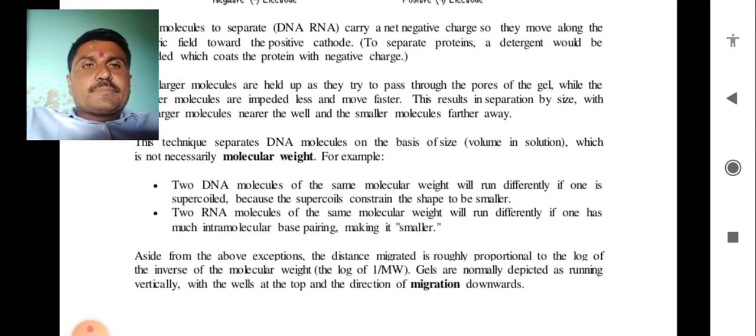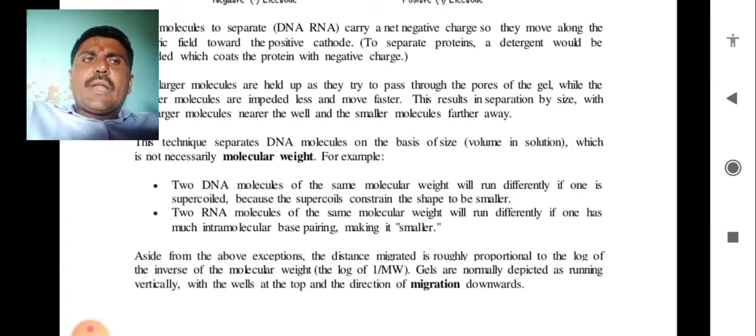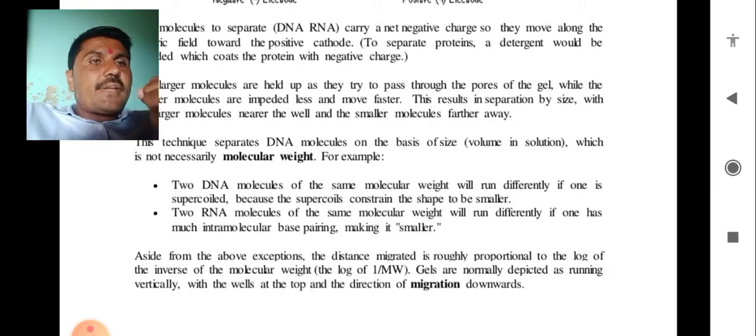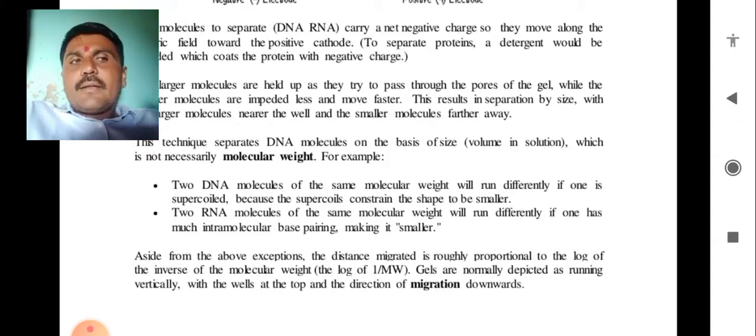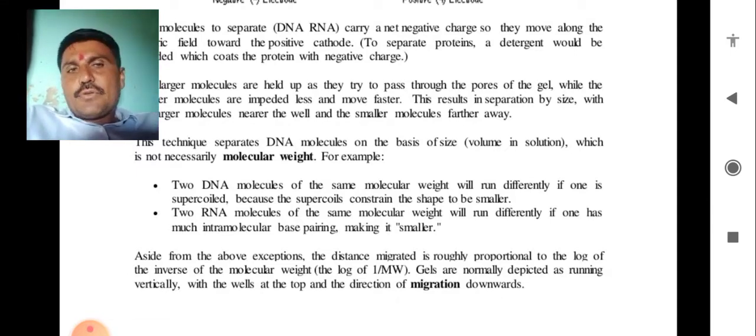For example, two DNA molecules of the same molecular weight will run differently if one is supercoiled, because the supercoils constrain the shape to be smaller. Two RNA molecules of the same molecular weight will run differently if one has much intramolecular base pairing, which makes it smaller. So these are two different exceptions regarding molecular weight for DNA molecules and RNA molecules.